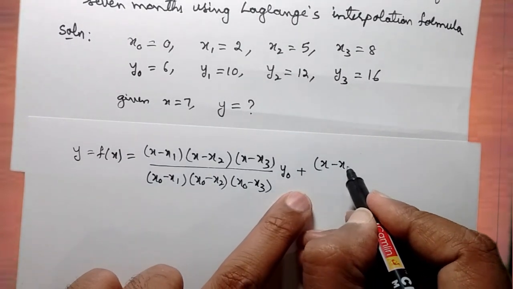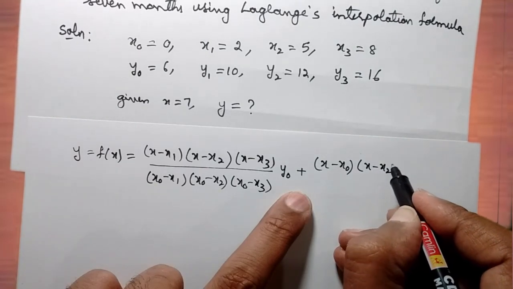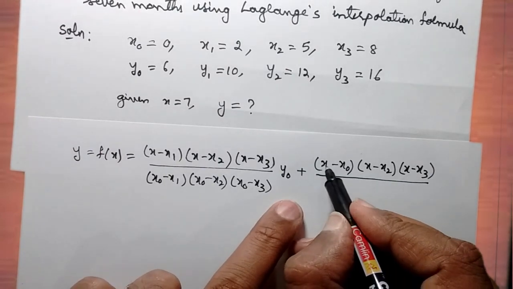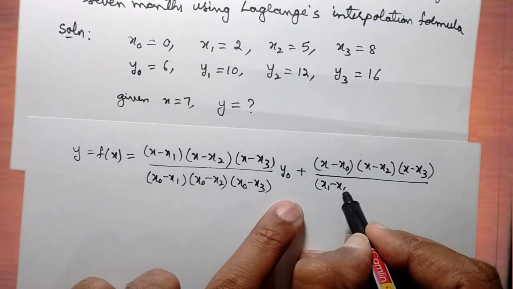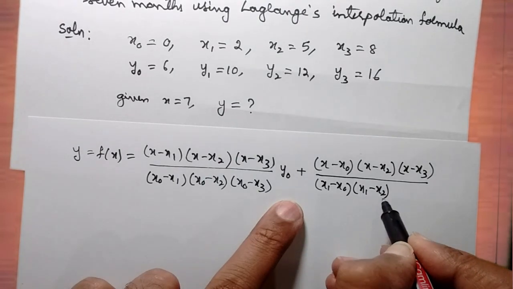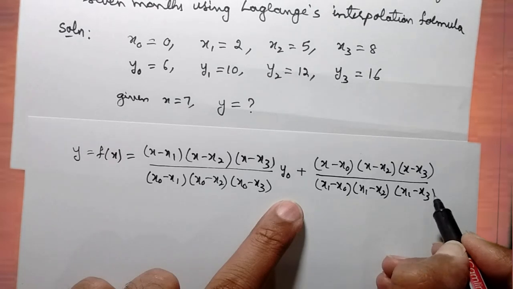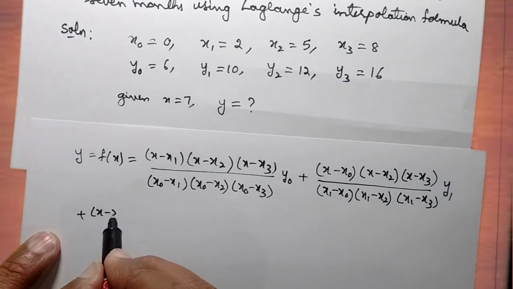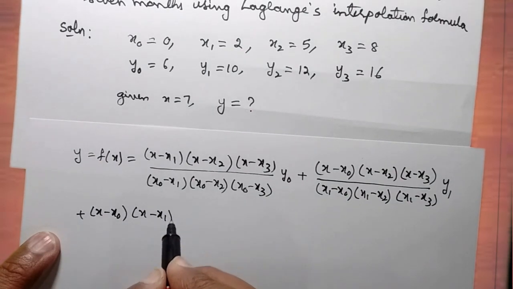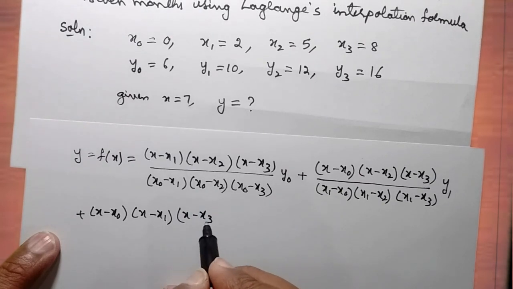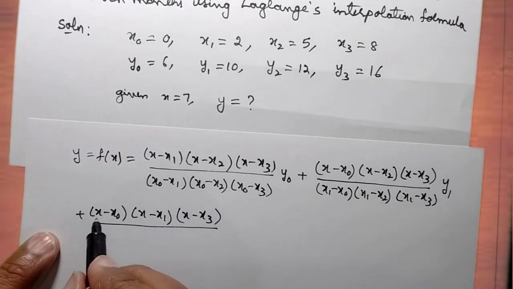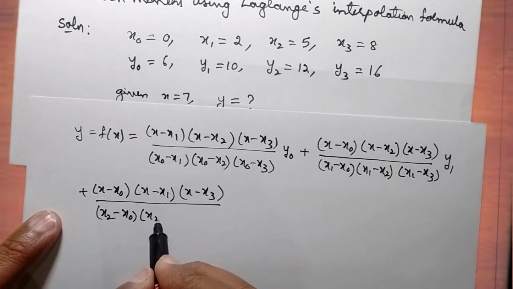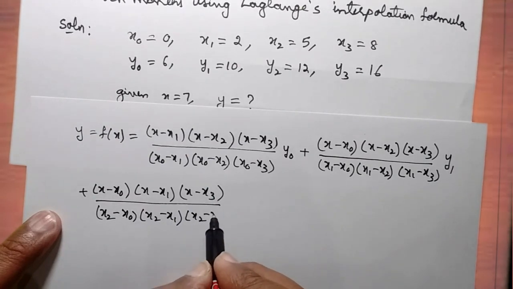Next we'll get (x minus x0). Now x1 will be missing, so (x minus x2)(x minus x3), whole divided by, x1 is missing, so in place of x you put x1. So we'll get (x1 minus x0)(x1 minus x2)(x1 minus x3). Corresponding value of y will be y1. Next plus (x minus x0)(x minus x1). Now x2 will be missing, (x minus x3), whole divided by the denominator, because x2 is missing, in place of x you put x2. So (x2 minus x0)(x2 minus x1)(x2 minus x3).